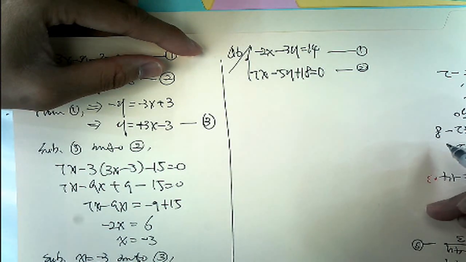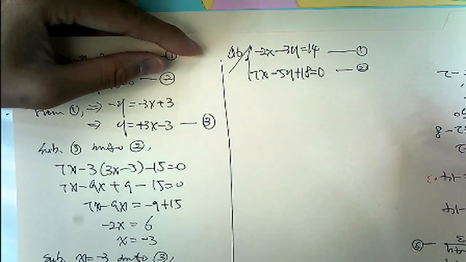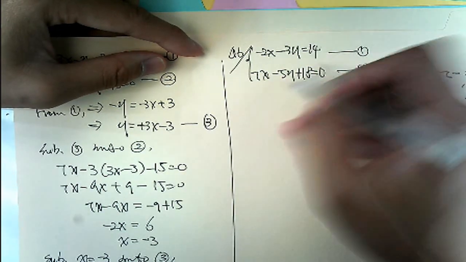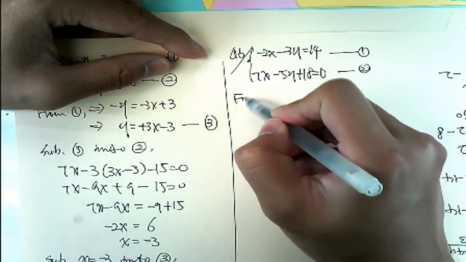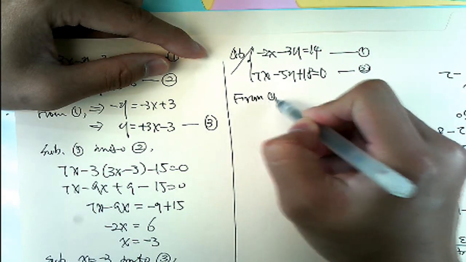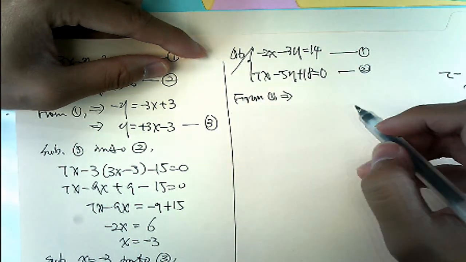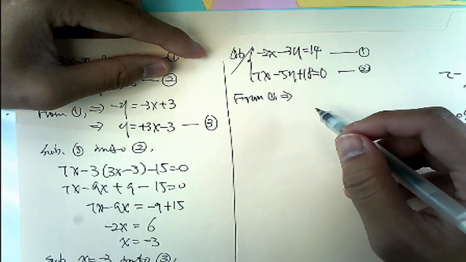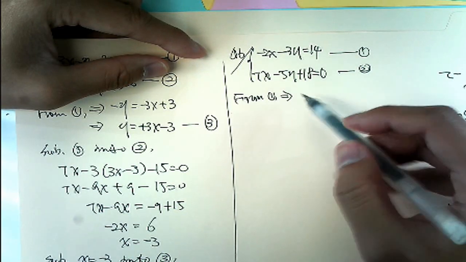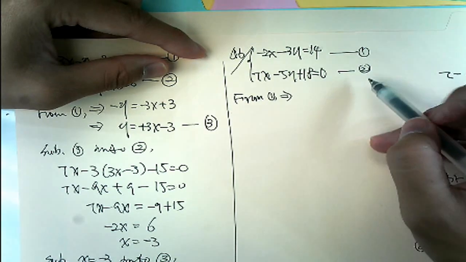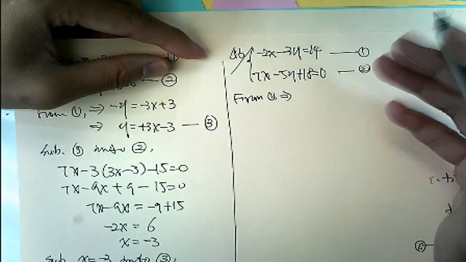Okay? So you just ask yourself which one is simpler. They're almost the same. Okay? You can choose the first one. You can write from 1. You can choose to make x equal to something or y equal to something. So which one to choose?